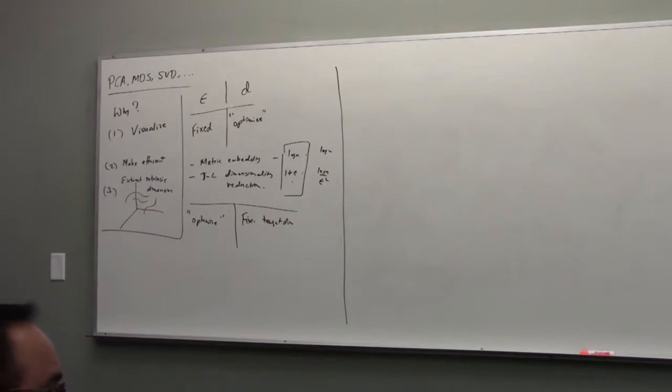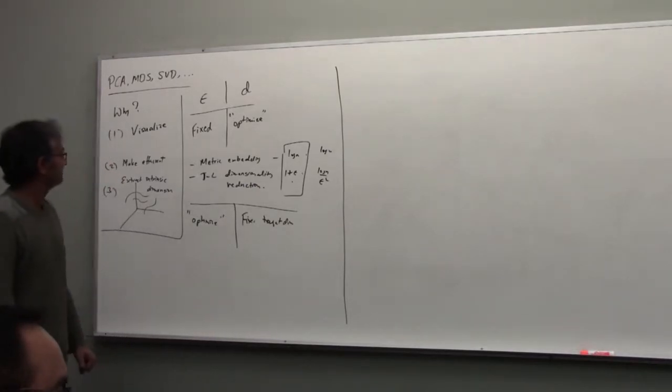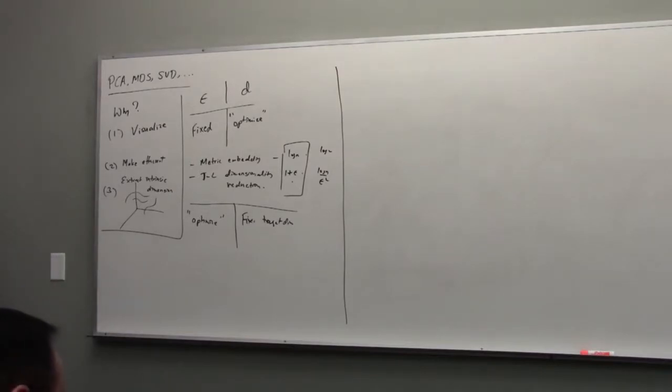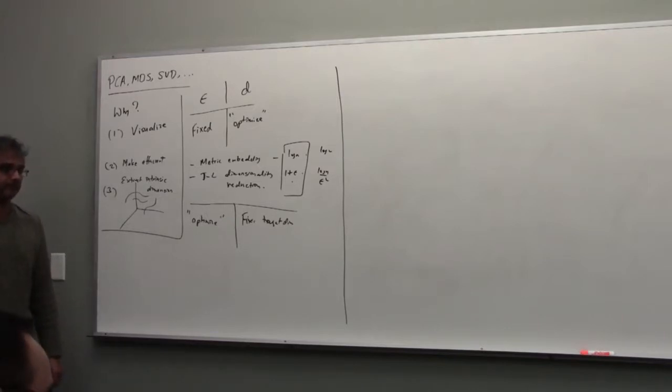So this is very beautiful, right? I can technically say, I have my metric space, I have distances, and I have my epsilon, I have my dimensionality, and here's a bunch of algorithms that you can use, or you can write your own algorithm.